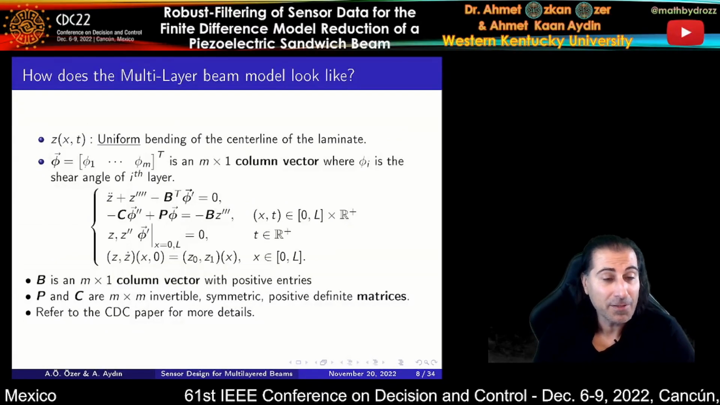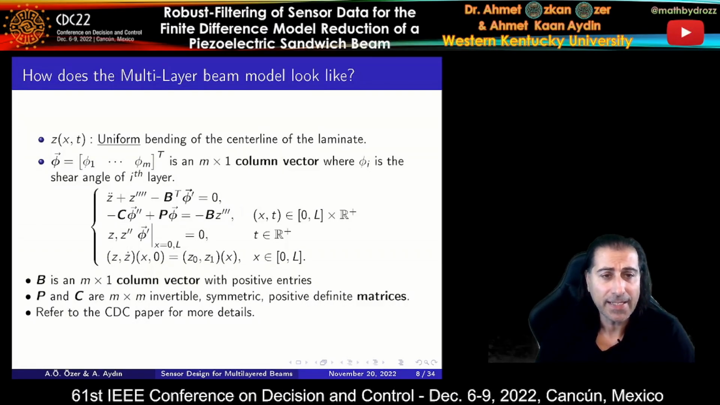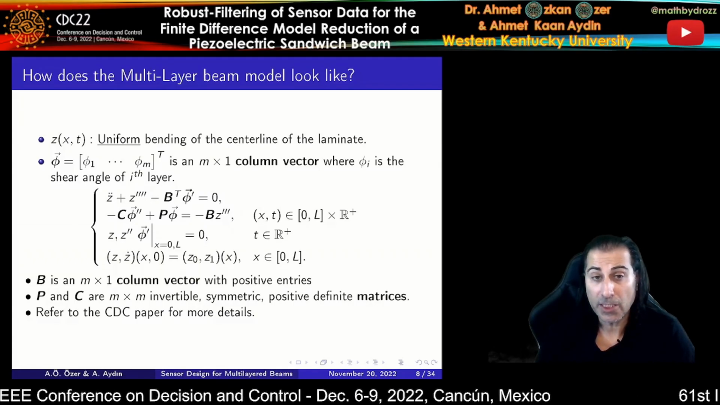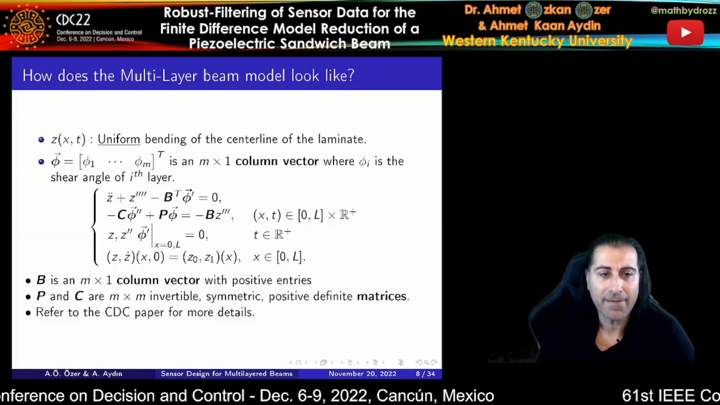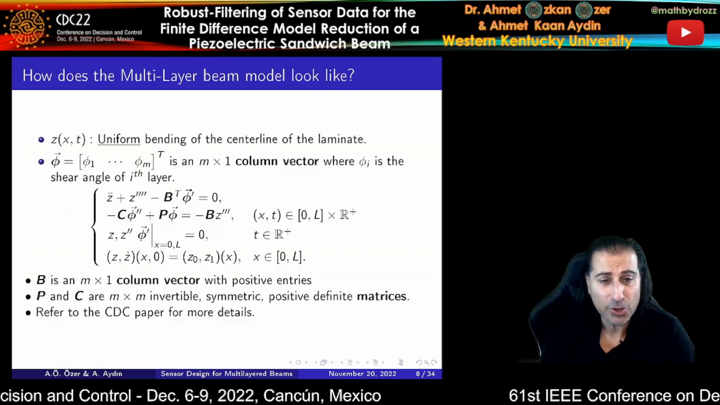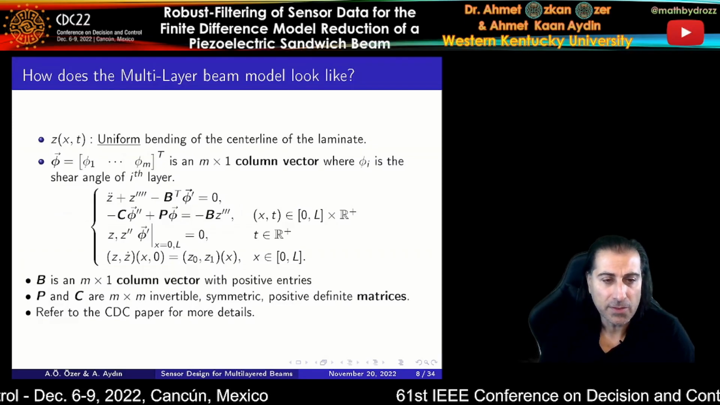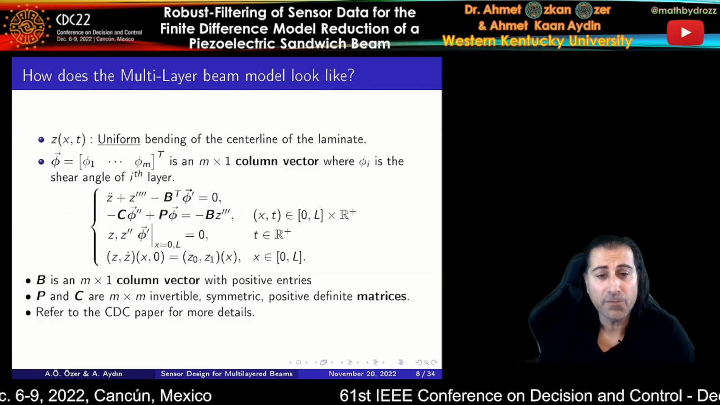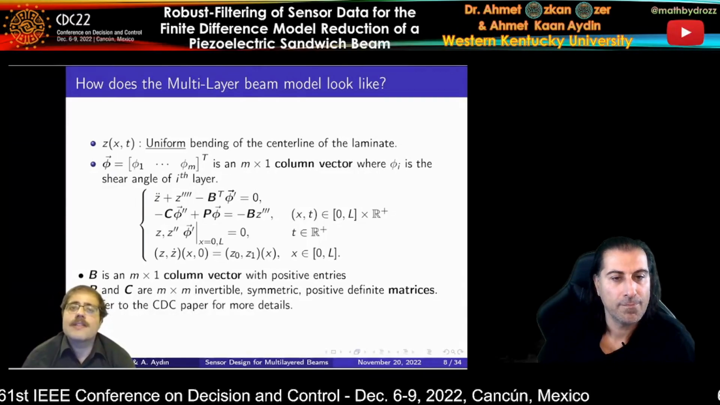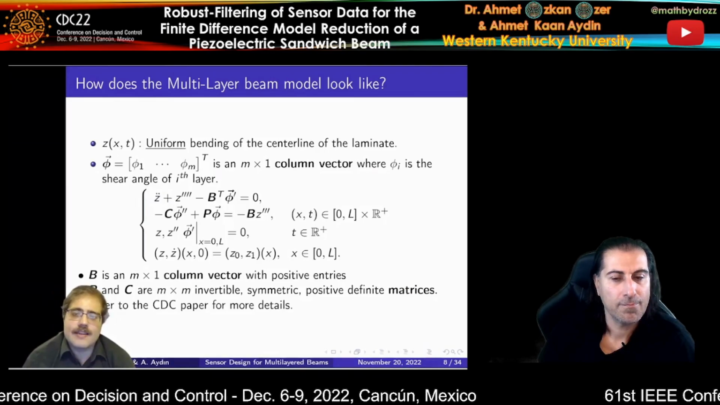From the three-layer beam model, you may consider what changes when you jump into the multi-layer beam model. We still have the uniform bending of the center line of the laminate. And this time we have a shear for each viscoelastic layer, so we will have a vector representing that, and the second equation turns into simply a vector equation. And all of the constants B, C, P now turn into matrices, out of which P and C are invertible, symmetric, and positive definite matrices. In our presentation, we will go over the three-layer case proofs. However, you can see the proofs for the multi-layer case in our paper.